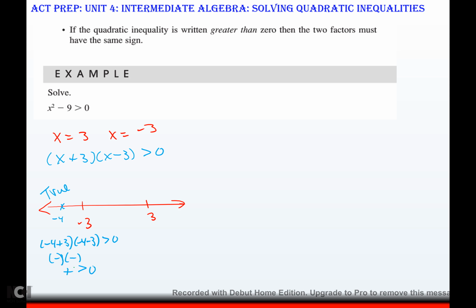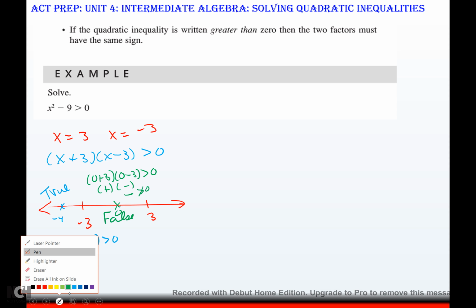But when I check the middle, pick 0, 0 plus 3, 0 minus 3, is that greater than 0? Well, this is going to be a positive. This is going to be a negative. A positive times a negative is a negative, which is never greater than 0. So now this section is false.